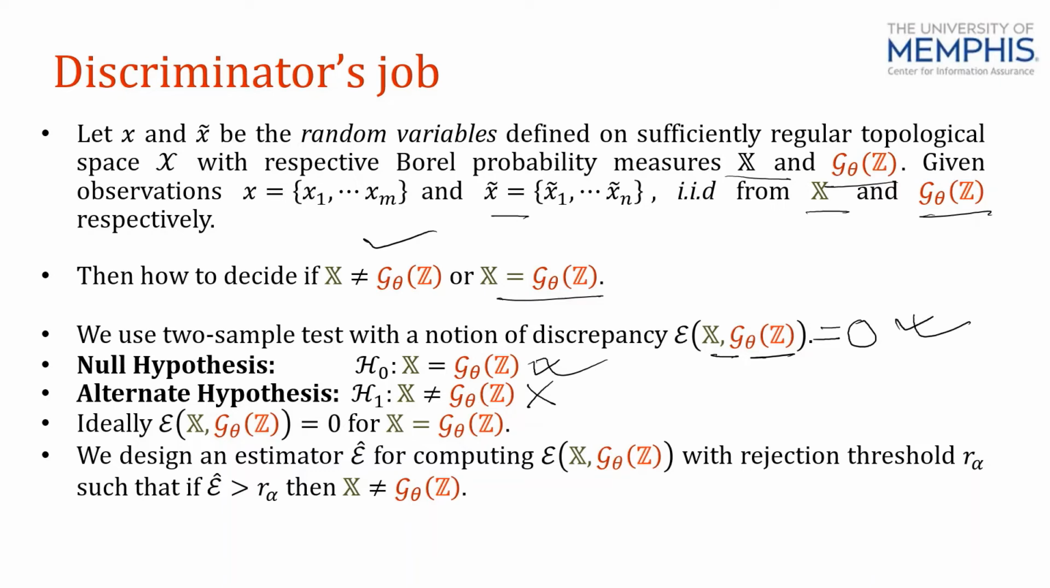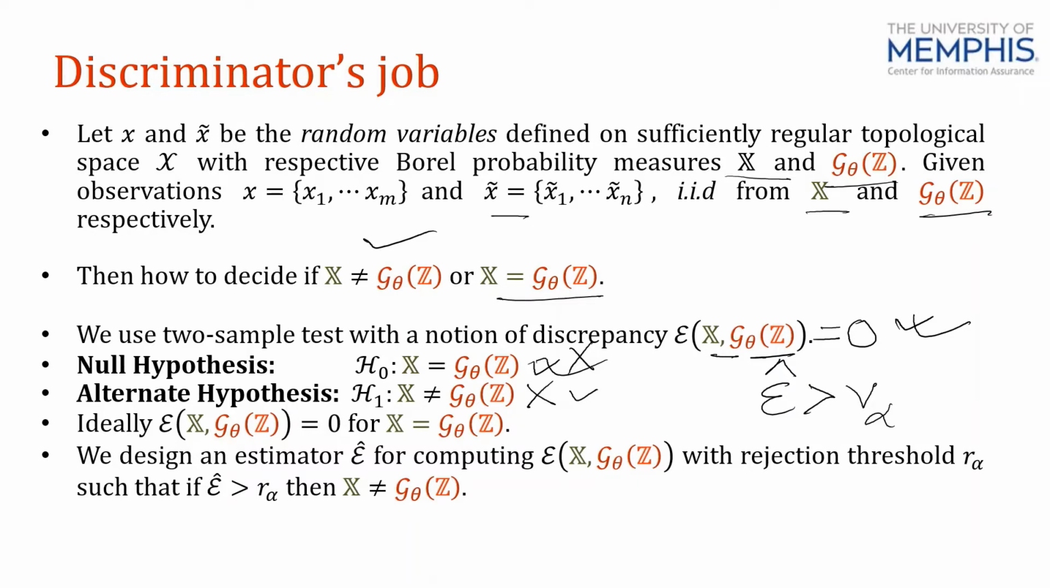For that, we generally design an estimator called epsilon hat. If the value of epsilon hat is more than R alpha, the rejection threshold, then we will accept the alternate hypothesis and reject the null hypothesis. That means the original distribution is very different from the fake distribution, and the discriminator successfully identifies a fake sample.